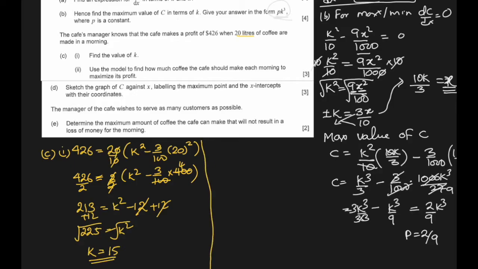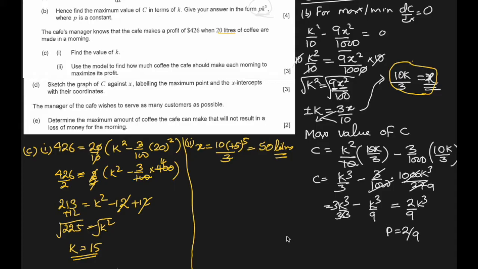Okay, now what do we need? Use the model to find how much coffee the cafe should make each morning to maximize its profit. So we already know the maximum profit is when x is 10k over 3. We will use k, which is 15. So 3 and 15 cancel, giving 5. 50 liters.